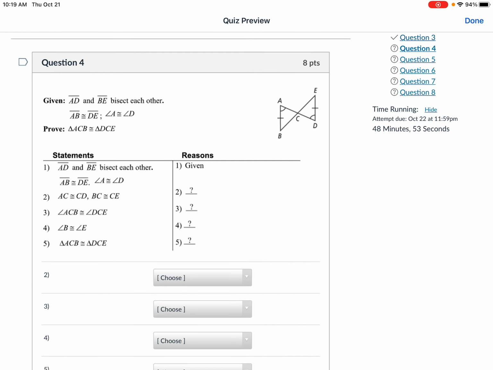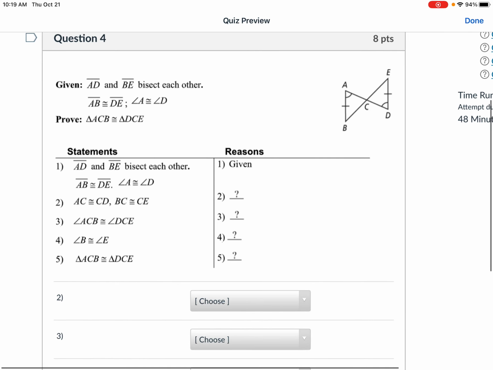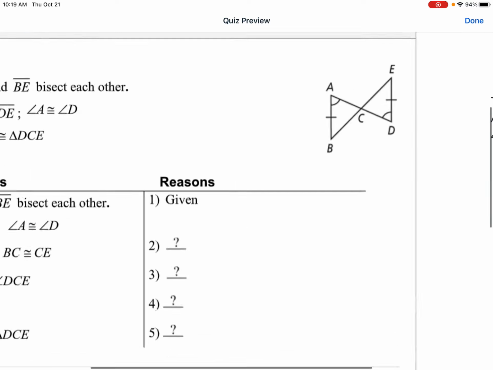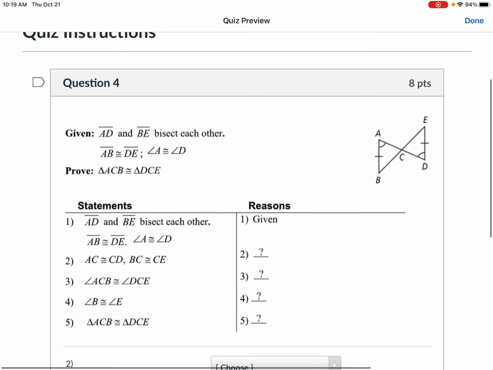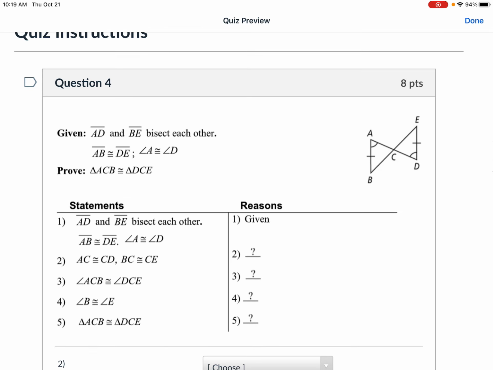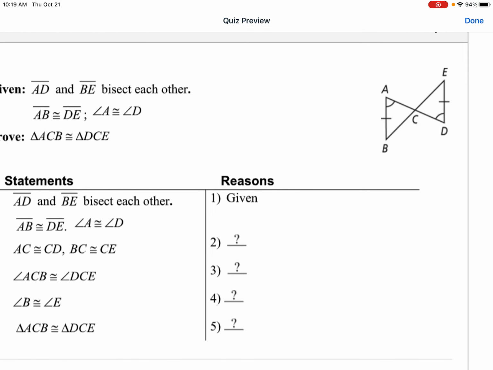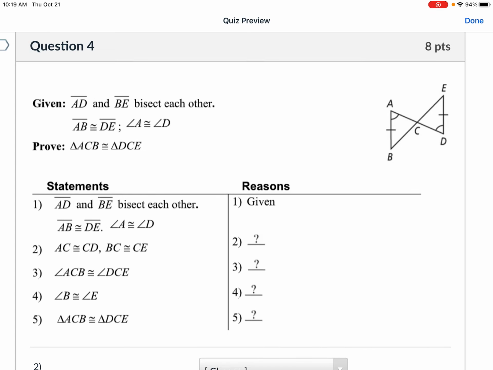All right, we got another proof question. AD and BE bisect each other. That's given up at the top. It tells us that AB and DE are the same length. That's marked with the hash marks right there. It tells us that angle A and angle D are the same. That's marked with the rings on those angles. All right? So we have to fill in the reasons for why these triangles are congruent.